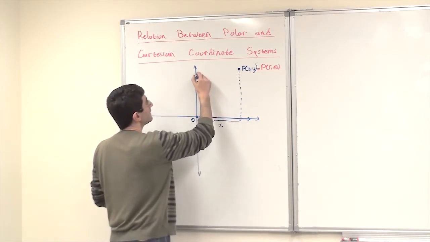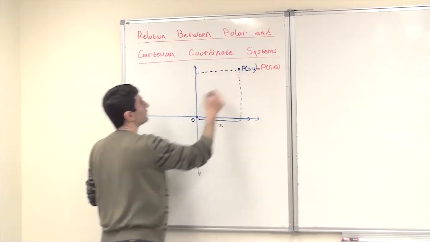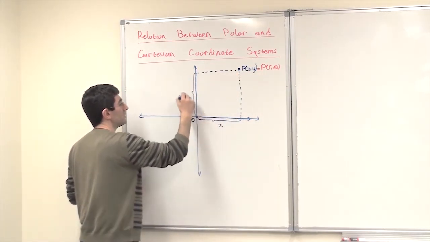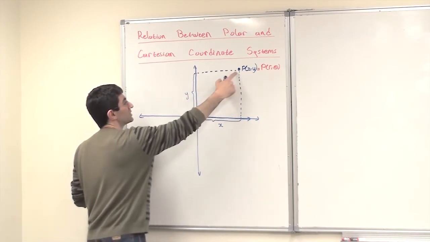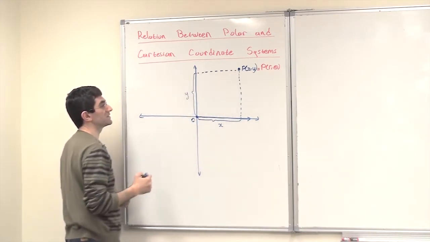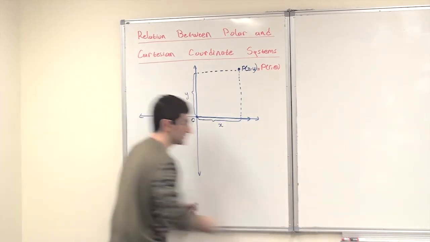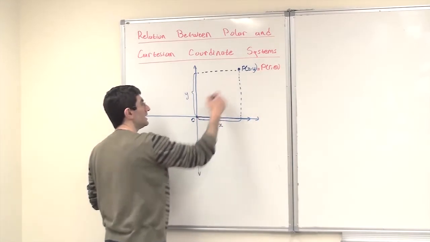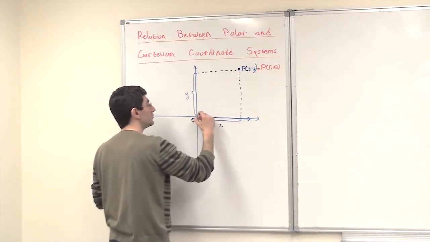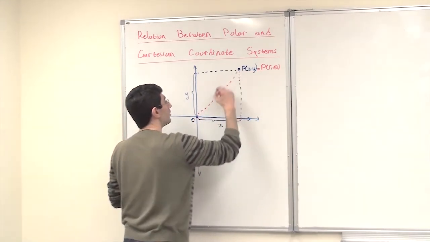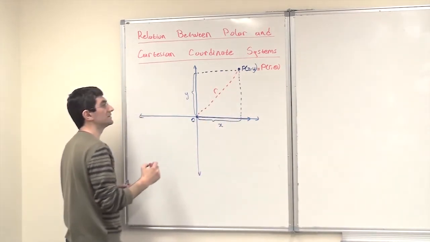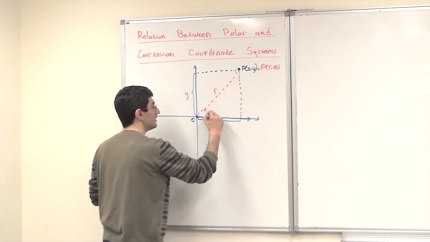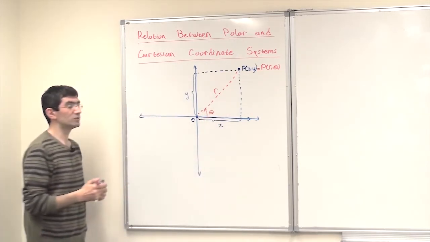The y of the point P is the distance between the origin and the projection of the point P onto the y-axis. Okay, let's show r and theta on our picture. The r is the distance between the origin and the point, and the theta is the angle from the polar axis to the ray OP.